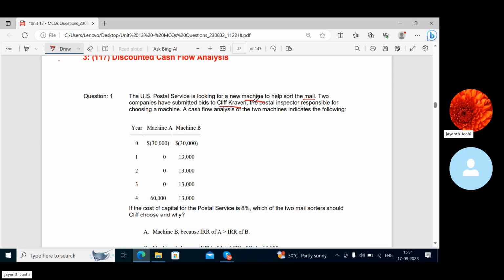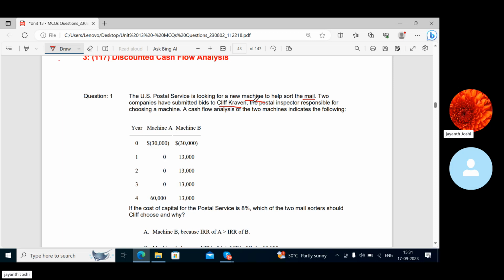So the machines are here, Machine A and Machine B, and their cash flow analysis can be done here. Machine A's investment is around $30,000. Machine B's investment is also $30,000. Both machines need the same investment. But here, Machine A gives no cash flows in the first 3 years and 60,000 in the final year. Machine B gives 13,000 every year.